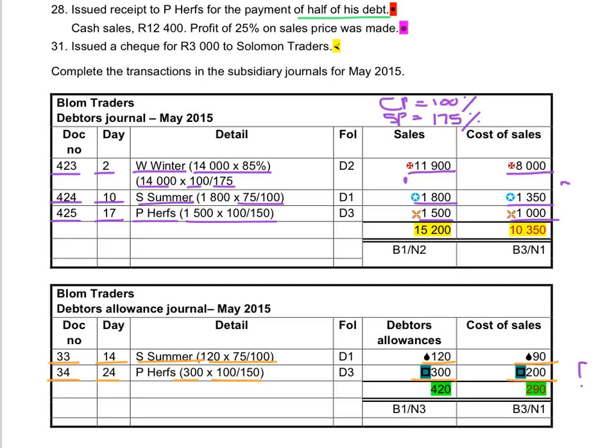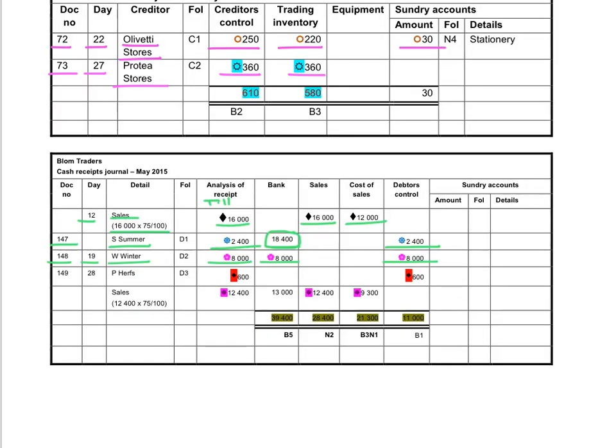If we look at the debtors journal, we see that we had a transaction with PHAPS on the 17th, where we sold goods for 1,500. On the 24th, he returned goods for 300. So if I subtract the 300 from the 1,500, he owes 1,200. He is paying half of the amount, so we will receive 600 from him that we will put in the till, and we will show that debtors owe 600 Rand less.